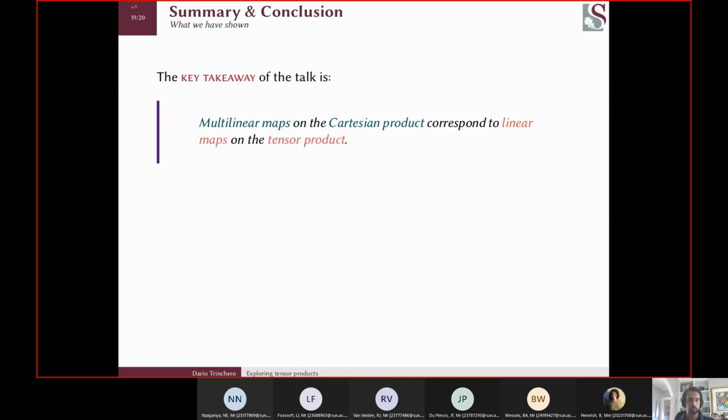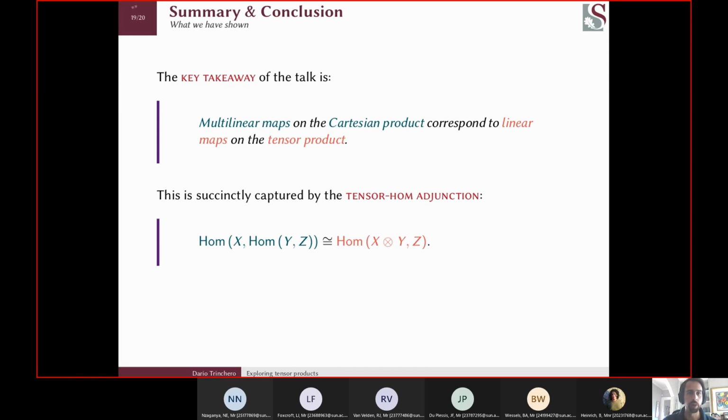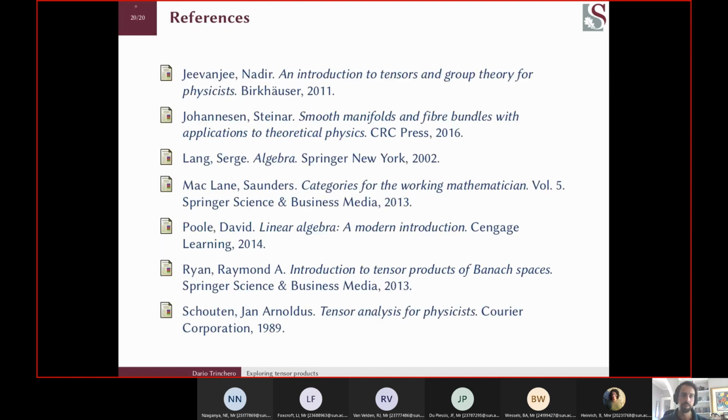Okay. So yeah, I'm just about out of time because I'd like to move into questions. So the key takeaway is multilinear maps on the Cartesian products are in one-to-one correspondence with linear maps on the tensor products. And we can represent this succinctly with a single equation called the tensor-hom adjunction. That's that equation there. And of course, we saw some examples of tensors, including from physics. And then, yeah, that's my reference list.